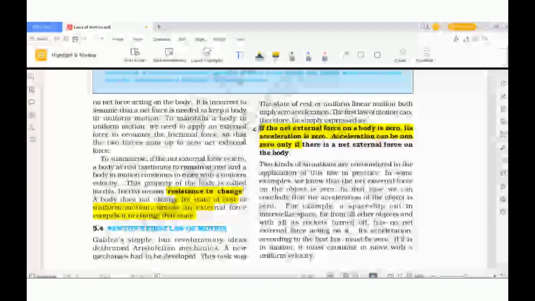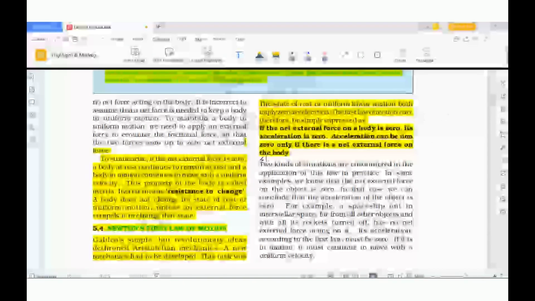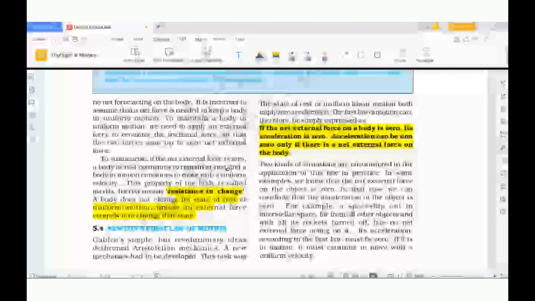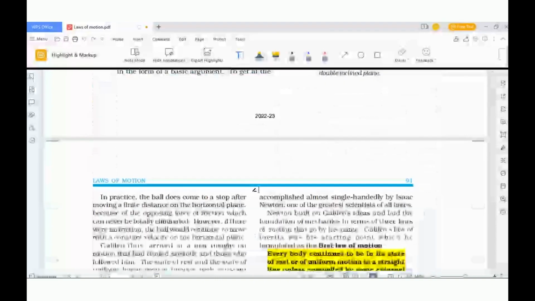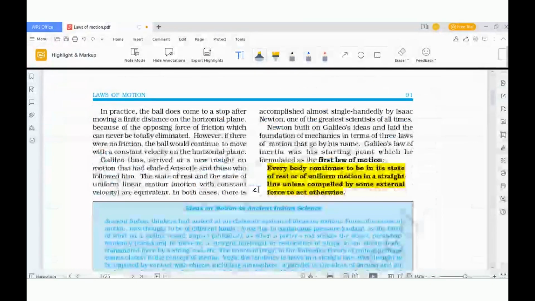Here they are again trying to give an idea of acceleration. So this is the other way of saying your first law of motion. If there is no force, acceleration is zero. If there is some acceleration, then there must be some force. Is there any other point that needs to be highlighted?